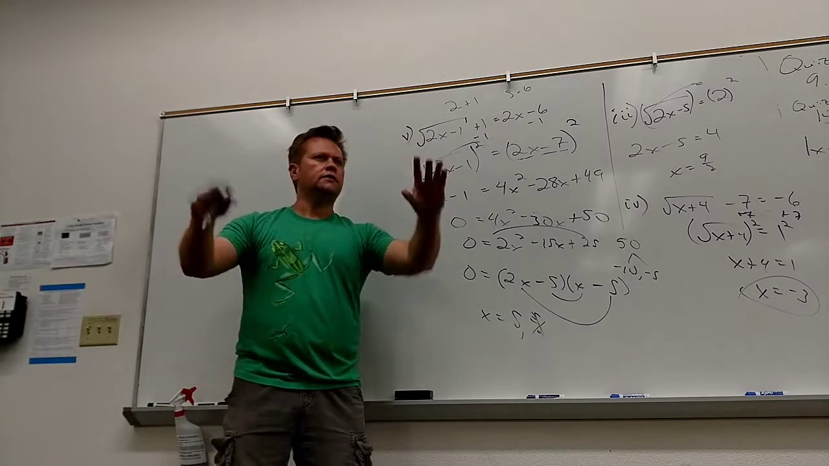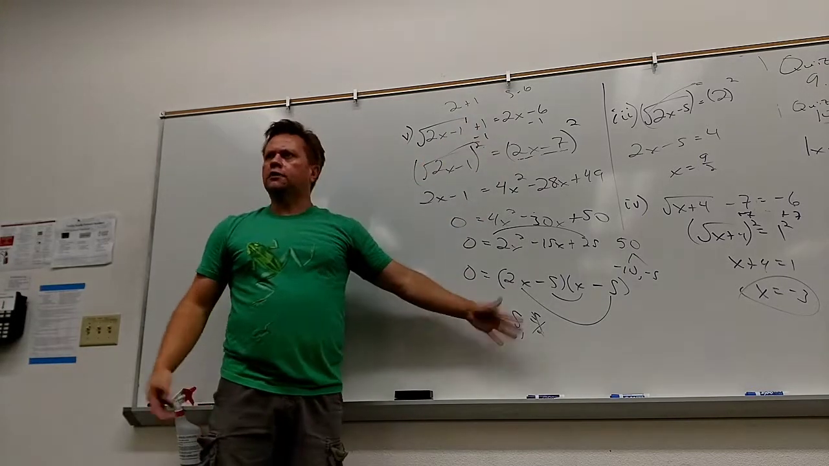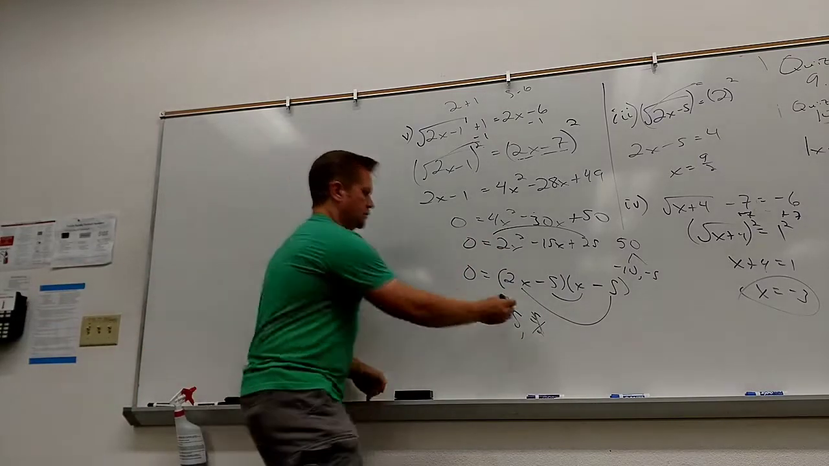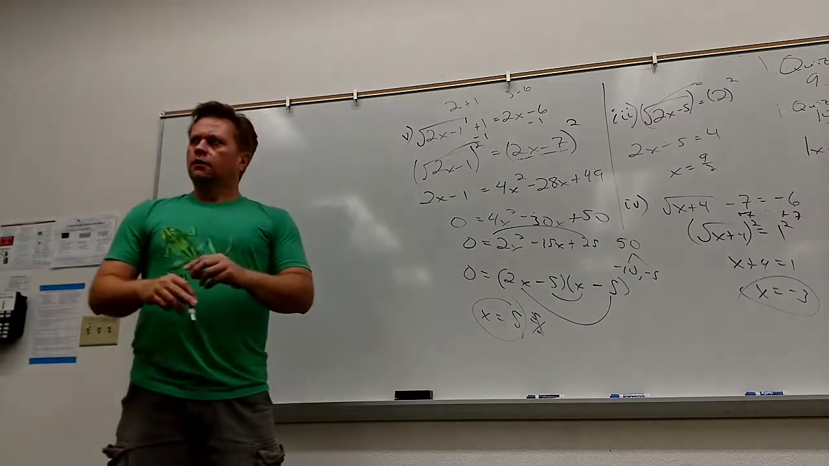So what do you get out of all this? With radical equations, you got to check your answers. That's what you get out of all that. So the answer is just 5. Cool. I like it.